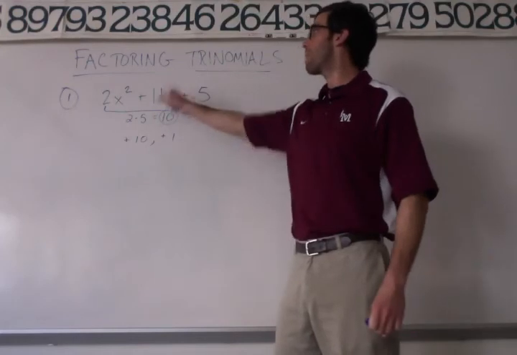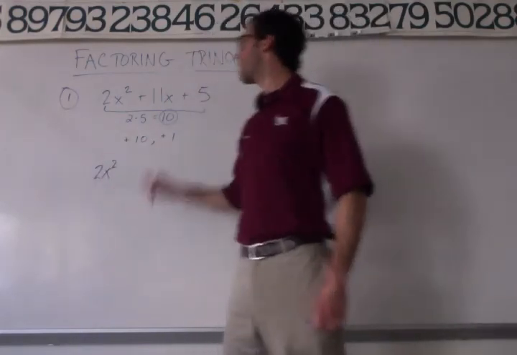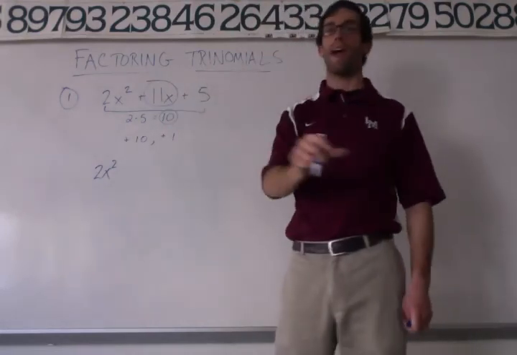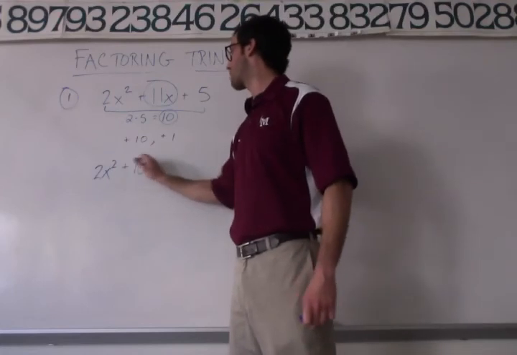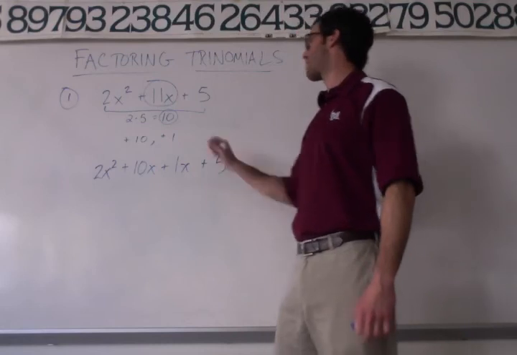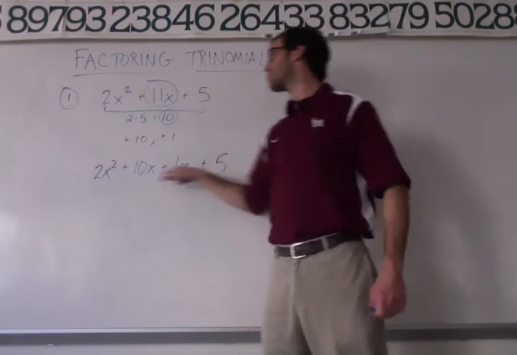And now we split up the middle term using those two. Meaning, I write 2x squared the same way it was, but instead of 11x, I'm going to write 10x and 1x instead. Plus 10x plus 1x, or plus just x. And then plus the 5. The 5 carries down. So I've just rewritten this trinomial as 4 terms.